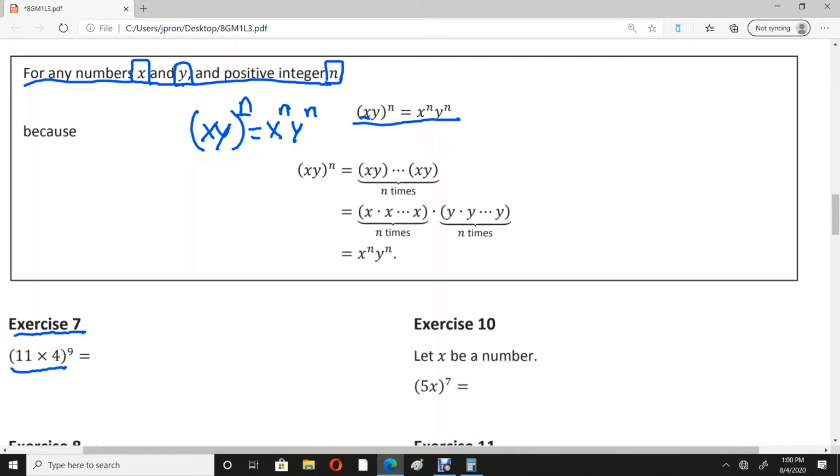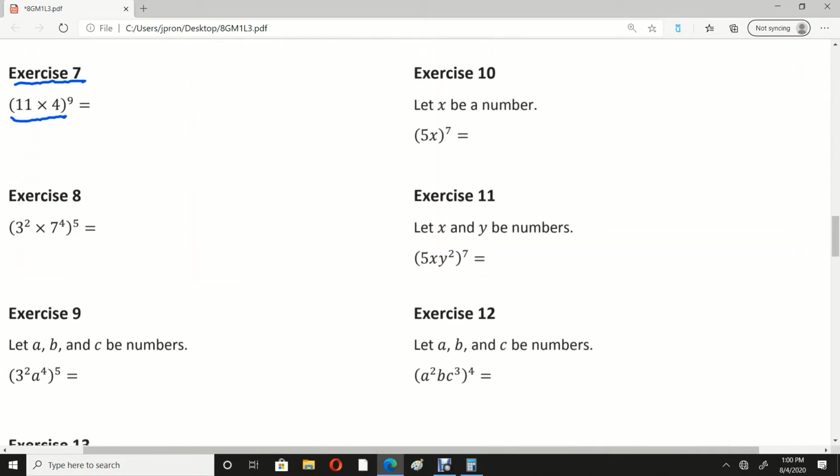We have (11 times 4) to the 9th power. Now look, you and I both know that we could work inside of these parentheses and just multiply 11 times 4 first. But that's not what they're trying to get us to do, okay? So don't forget about it. What they want us to do is take the exponent 9 on the outside of the parentheses and distribute.